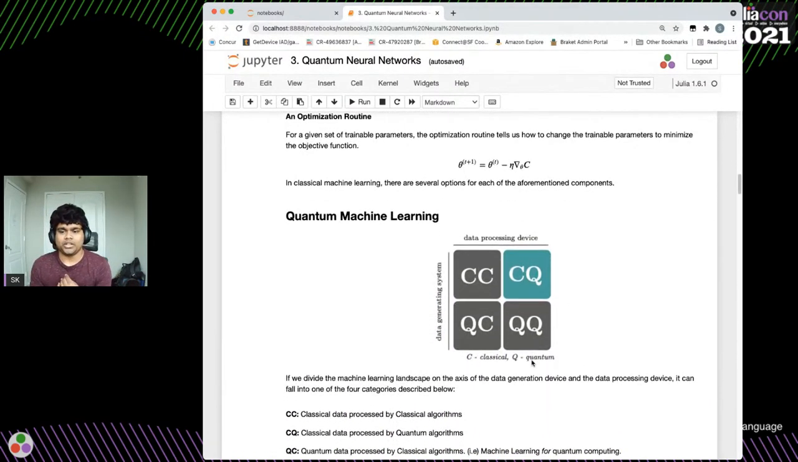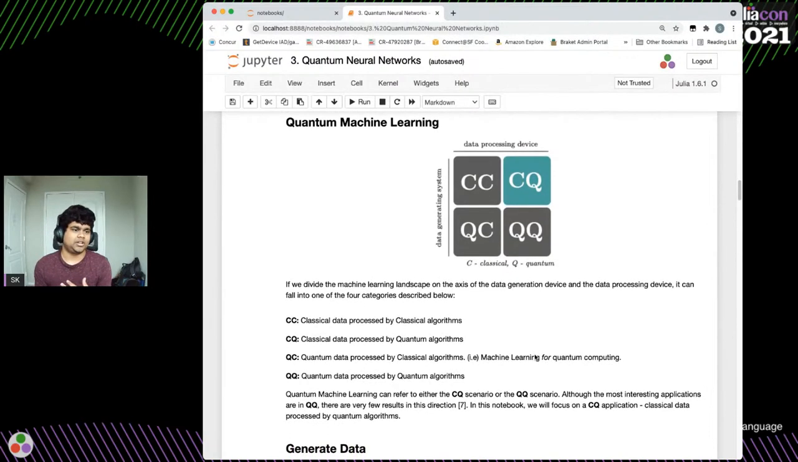So what is quantum machine learning? So if you were to divide the entire machine learning landscape into the system that generates the data and the system that processes the data, then you can divide that into four separate quadrants, which is classical data that's processed by a classical algorithm. This is very similar to handwritten image classification. This is basically just classical machine learning. Any machine learning algorithm would fit into this quadrant, which is classical data processed by classical algorithms.